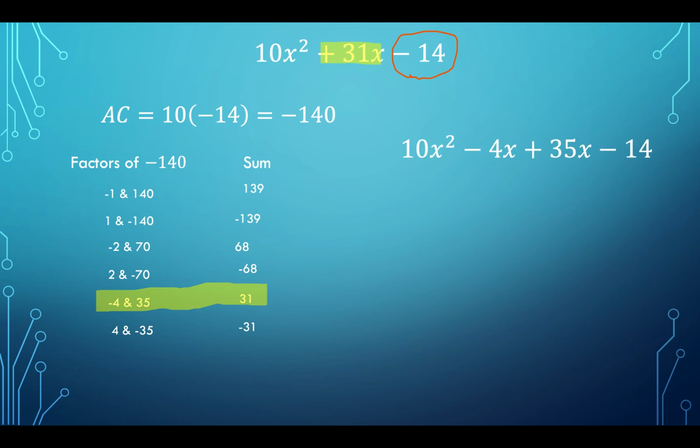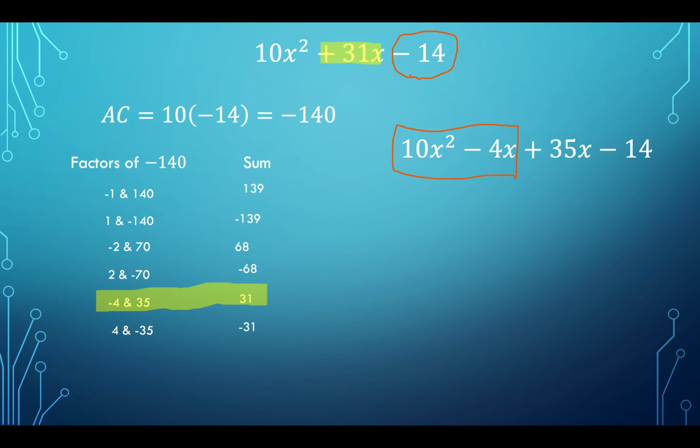So our next step, let's rewrite the original problem using, instead of 31x, the factors that gave us 31x as our answer. So we have 10x squared minus 4x plus 35x minus 14. So now what we got to do is, at this point, we're going to break it up into two separate problems to do the factoring.